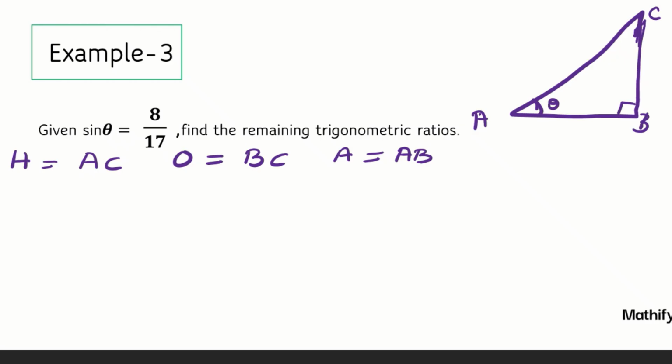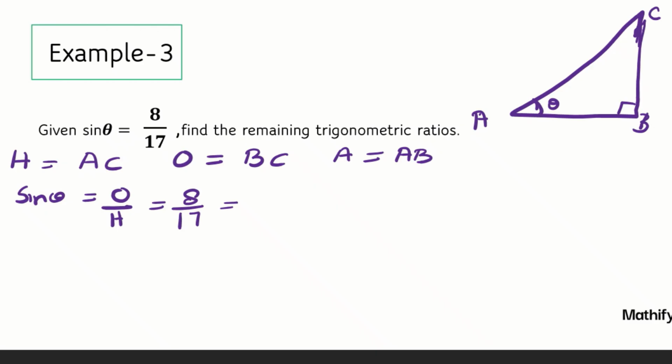So sin theta is basically what? Sin theta is given here as 8 by 17, but according to the formula it is opposite upon hypotenuse. It is given 8 by 17. What is opposite here?